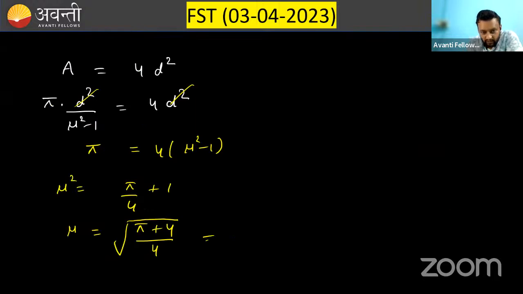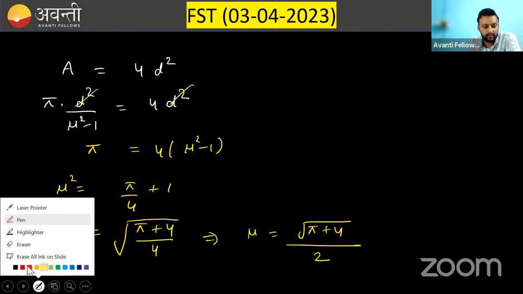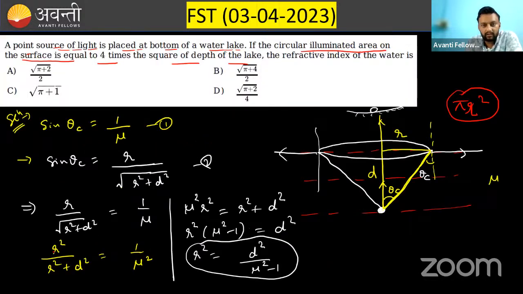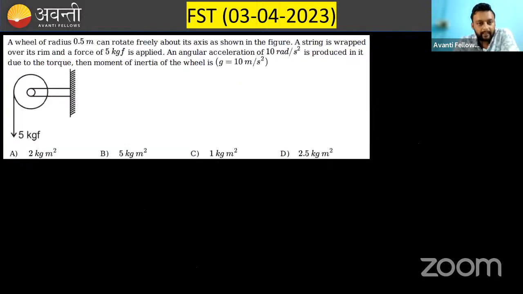If you take the under root, mu is equal to under root of (pi plus 4) divided by 2. So this is option number, I think, B. B is the correct answer. This is a good question of ray optics. I will take one more question of optics here.